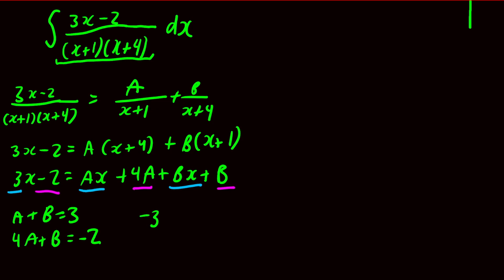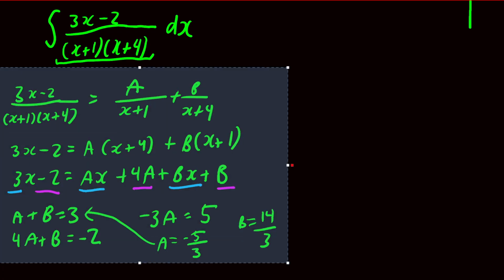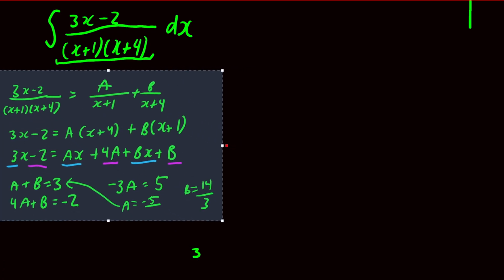So it would be negative 3a equals 5. So that means a is negative 5 over 3. And then if we plug that into here, you're going to get b equals 14 over 3. If you plug negative 5 over 3 into this equation, you're going to get b equals 14 over 3. You could use a calculator for this, or don't. I mean, these are pretty simple fractions. I'm sure you guys can do it.